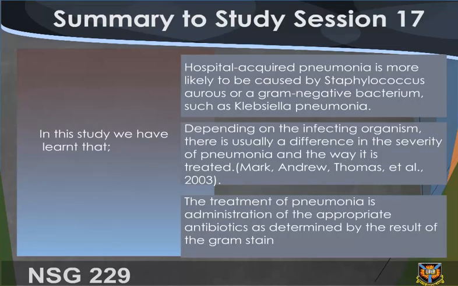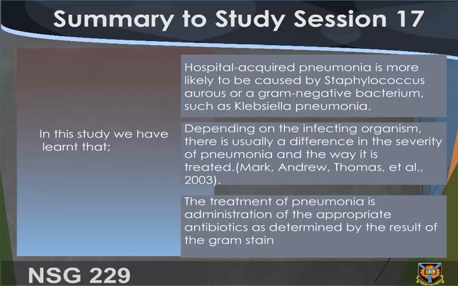Summary. In this study, we have learned that hospital-acquired pneumonia is more likely to be caused by Staphylococcus aureus or a gram-negative bacterium such as Klebsiella pneumoniae. Depending on the affecting organism, there is usually a difference in the severity of pneumonia and the way it is treated. Mark, Andrew, Thomas, et al., 2003.